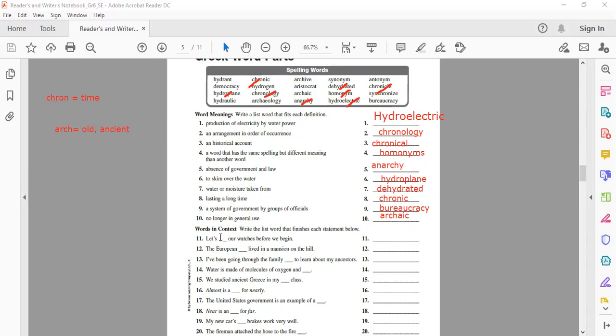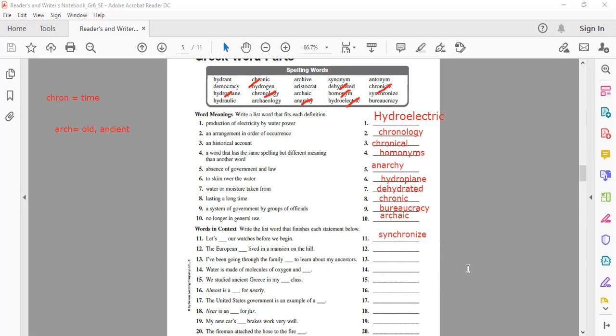Like number 11. Now, write the word that finishes each statement below. Let's synchronize our watches before we begin. We want to make a race together, but my watch is different from your watch. I have 10:30 and your watch is 10:25. We have to make our watches the same time, the same movement. I call it synchronize.